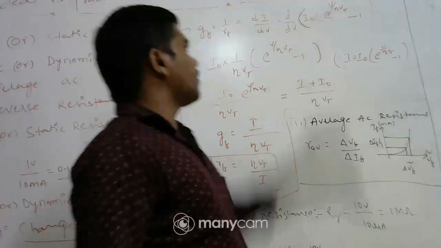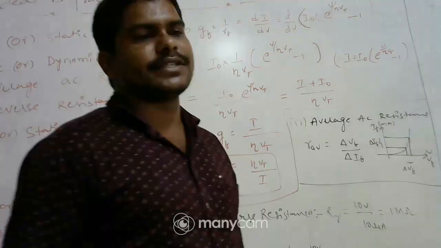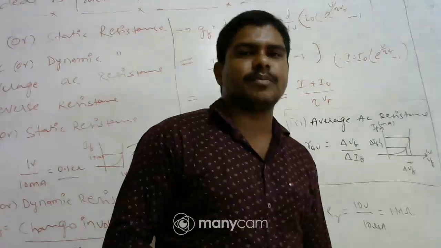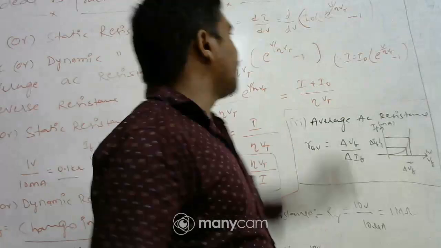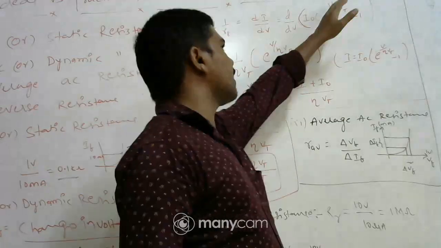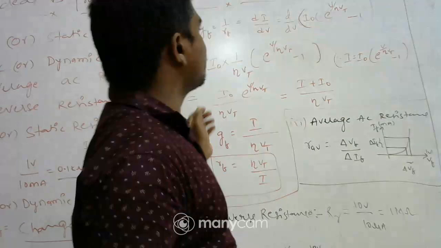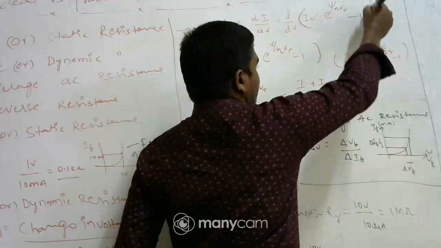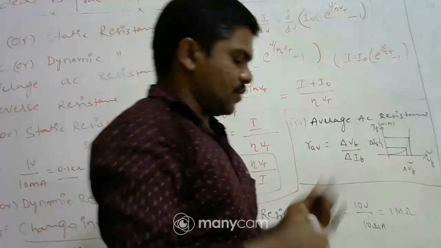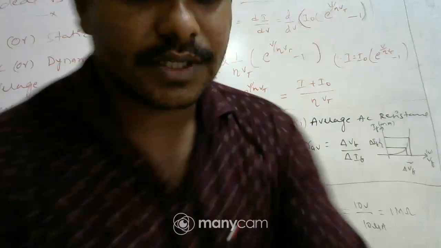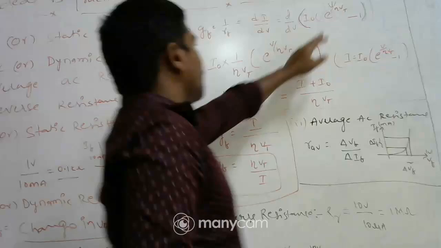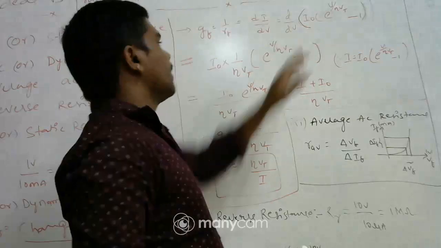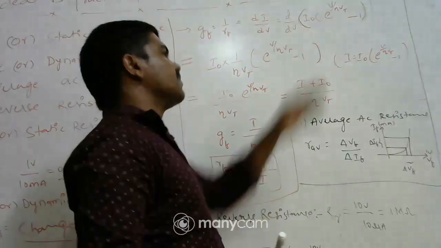We know the formula for diode current: I is equal to I naught into e power of V by neta Vt. Substitute that formula here, and if we do differentiation with respect to the applied voltage, we will get dI by dV equal to I naught into 1 by neta Vt into e power of V by neta Vt minus 1.